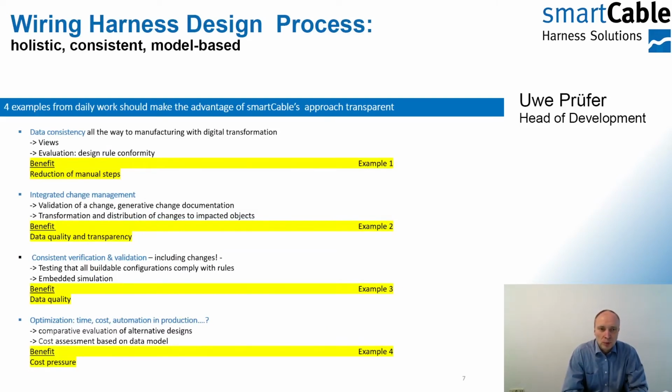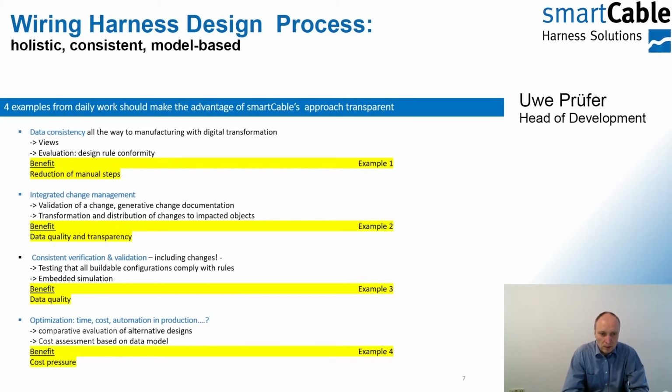Now we come to part 2 of my presentation. On 4 examples from the daily work, I will explain the advantage of our approach. The Smart Cable data model ensures the data consistency, design rule conformity can be evaluated, and for this I can select the best view. The integrated change management transforms and distributes the changes to impacted objects. The changes are validated and documented. This guarantees data quality and transparency.